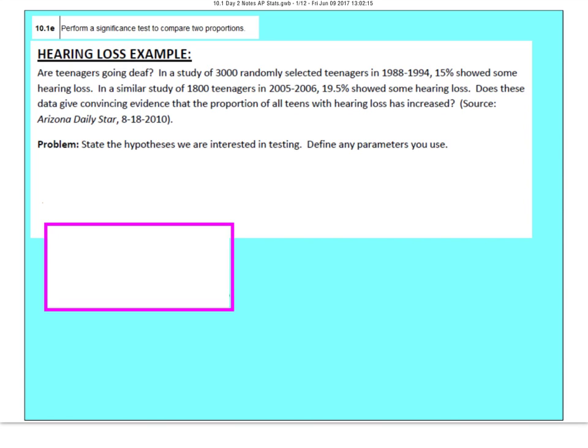Here we're going to look at 10.1e and F. First in 10.1e, we're going to perform a significance test to compare two proportions. So let's go ahead and look at this example.